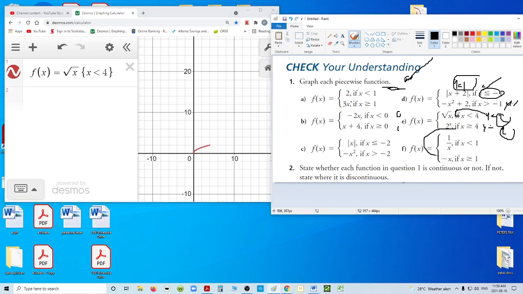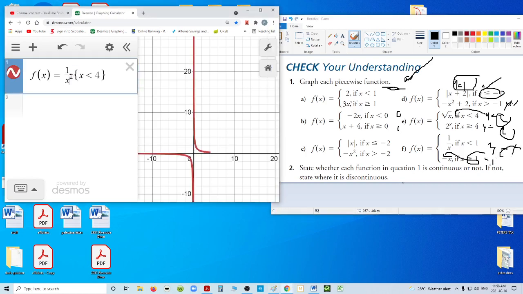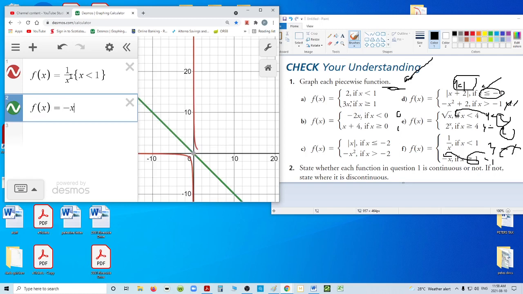And what's this next one? We've got a reciprocal function as long as x is smaller than 1. And then from that onward, we're going to have a downward facing line. So what is y when x is equal to 1 here? y is 1. And what is y when x is equal to 1 here? y is -1. So you can see you're not going to have continuity here. So we'll do f of x is equal to 1 over x when x is smaller than, but not including, 1. And f of x is equal to -x when x is bigger or equal to 1.